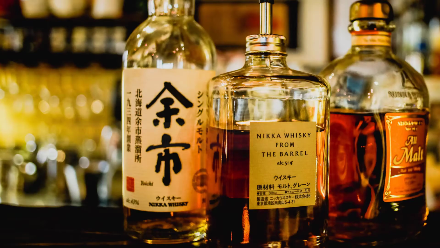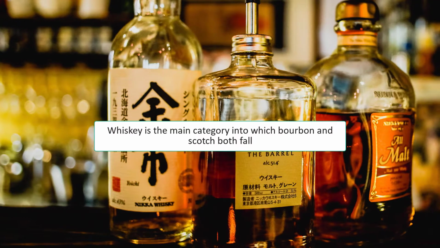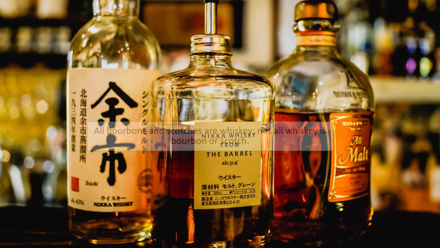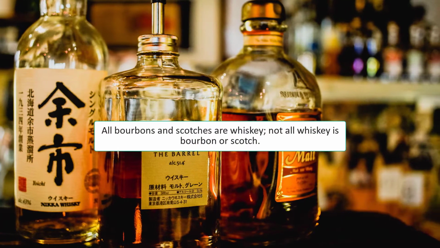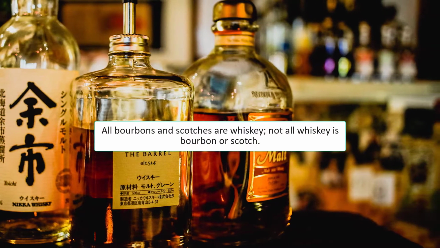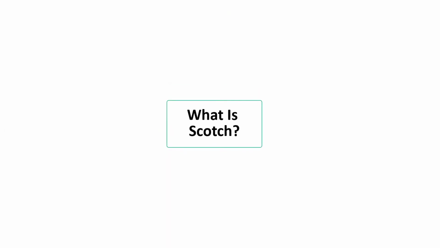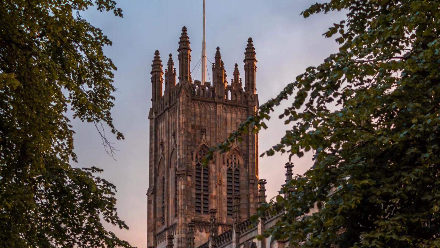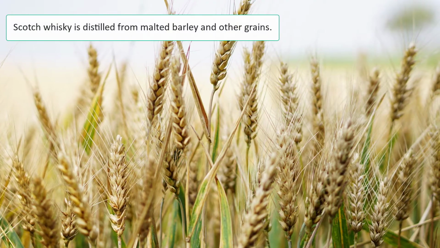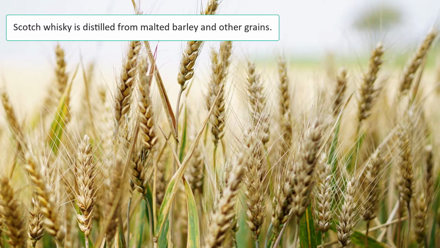What is whiskey? Whiskey is the main category into which bourbon and Scotch both fall. All bourbons and Scotches are whiskey. Not all whiskey is bourbon or Scotch. What is Scotch? Made in Scotland, as the name indicates. Scotch whiskey is distilled from malted barley and other grains.